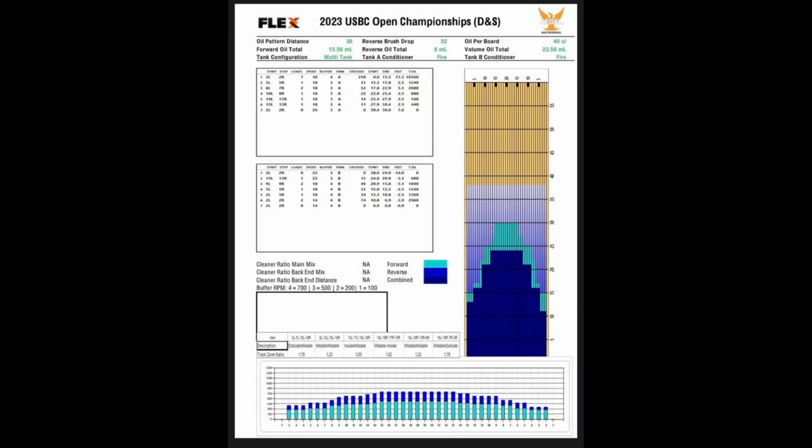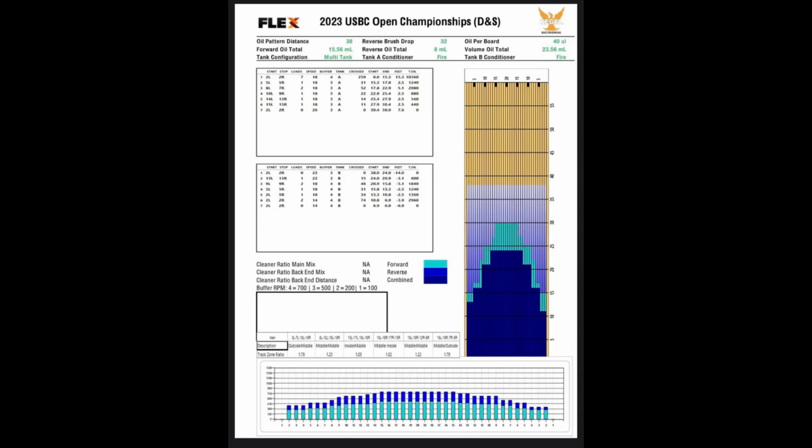Okay, the next sheet that we're going to take a look at is last year's 2023 USBC Open Championships doubles and singles pattern. So they don't actually post this while they're bowling that tournament. A lot of places will run an event or a tournament or sweeper or something, and they'll post something like this and they'll use these patterns that year after, just because more people are familiar with what they were.